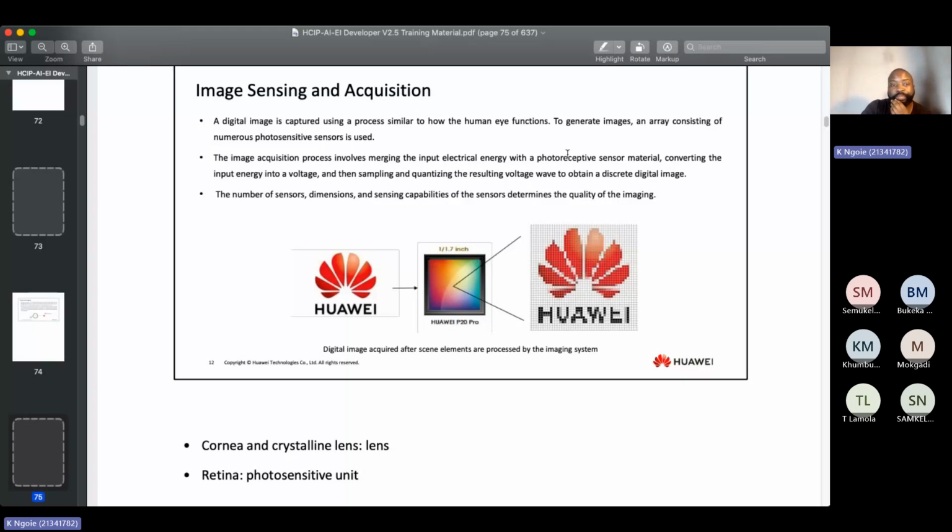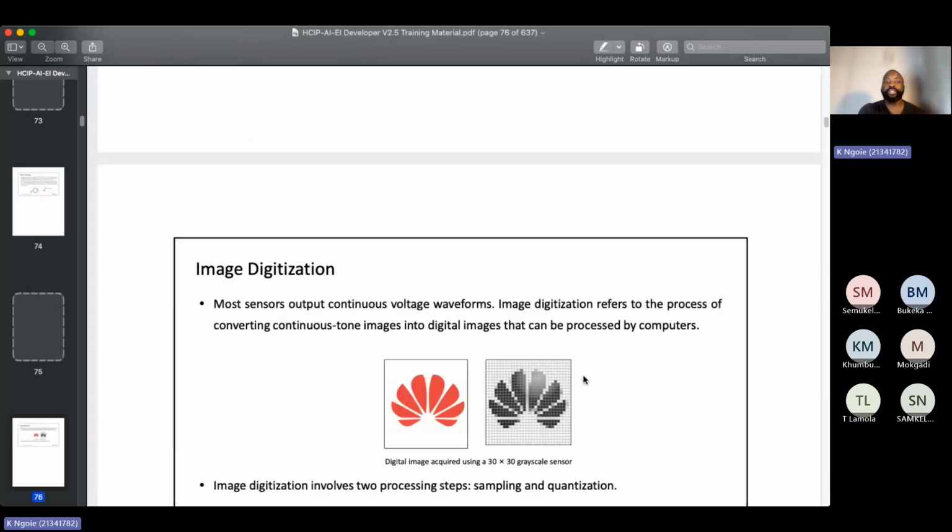So the number of sensors, dimensions, and sensing capability of the sensor will determine the quality of the image. That's why you will find cameras that have a very bad quality, and cameras that give you a very good quality. The same image can be taken with a different camera, and it gives you a different image.